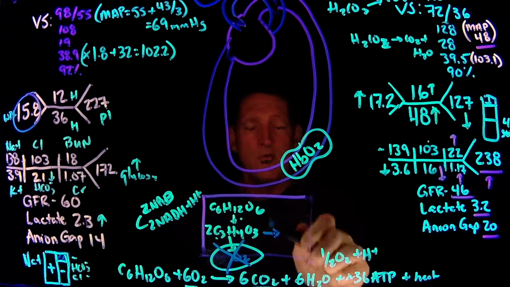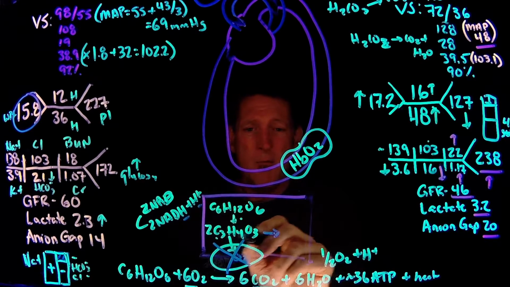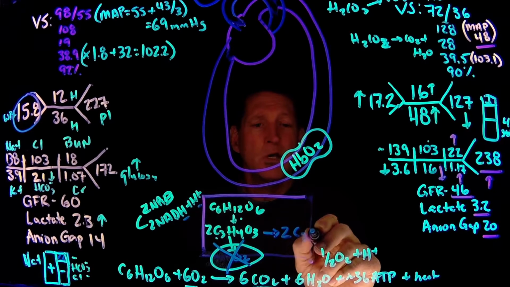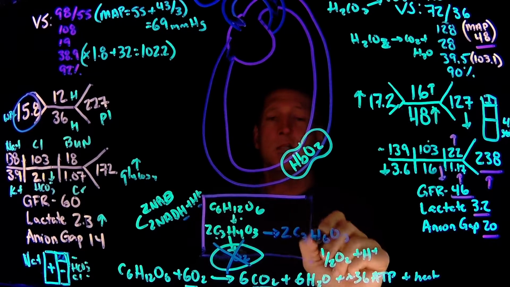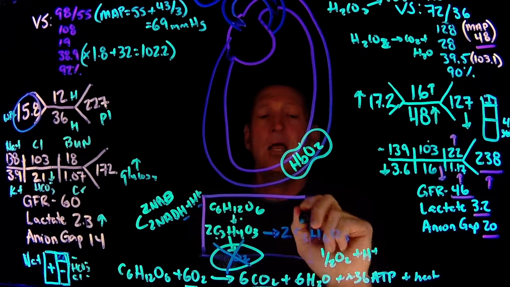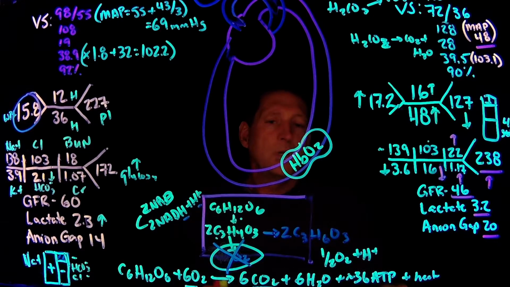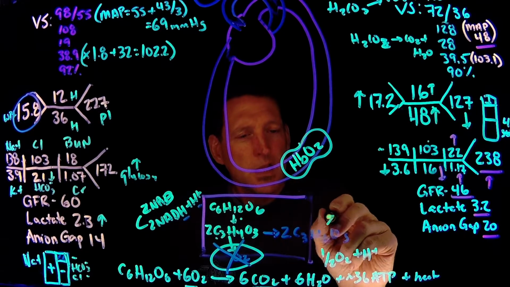So my pyruvic acid, I'm going to take the hydrogen ions here and here, and I'm going to hand them back to this pyruvate, and now I'm going to get 2C3H6O3. Now, this is lactic acid, but lactic acid does not stay in the cell. It is going to leave the cell. When it leaves the cell, it's going to form lactate.